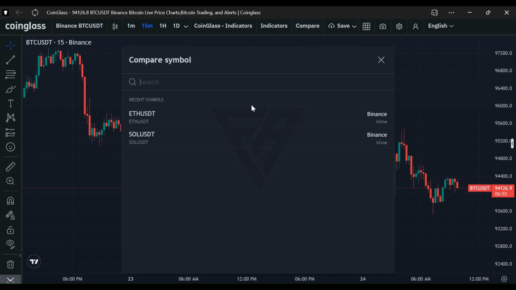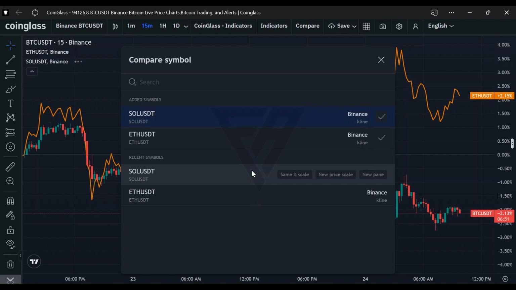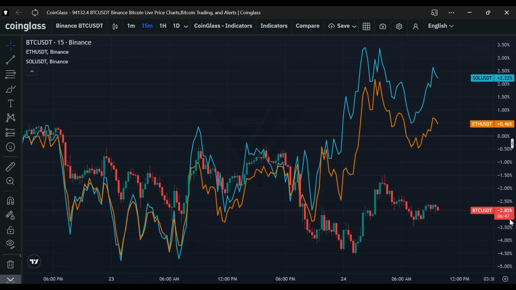This is the compare feature where you can compare assets to each other, so you see their correlations. Currently you see Bitcoin is down 2.8% while ETH and SOL are outperforming BTC, they are up. So we'll remove those.